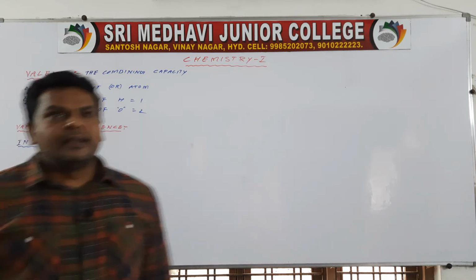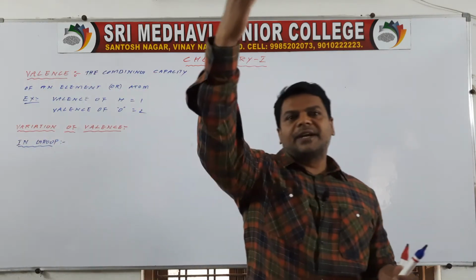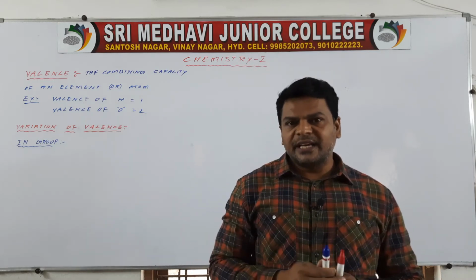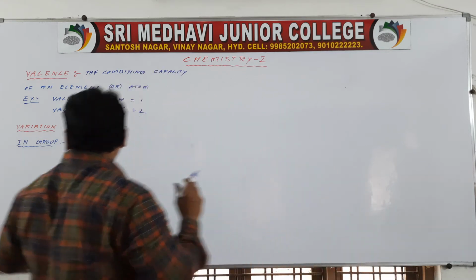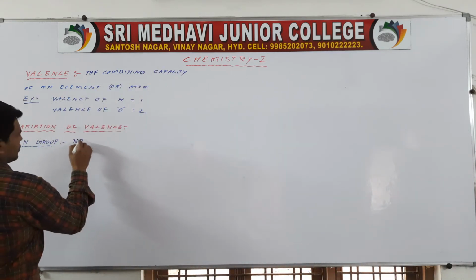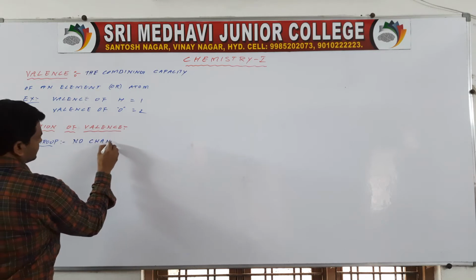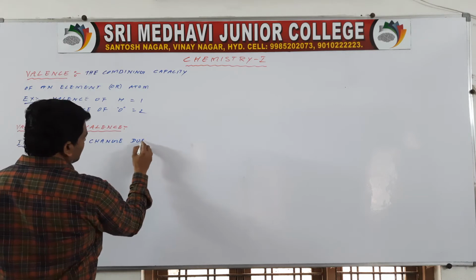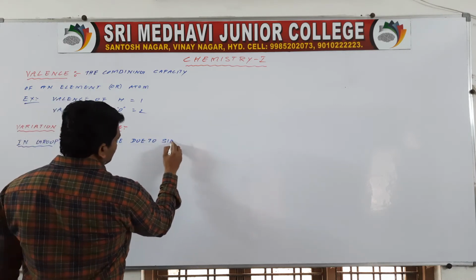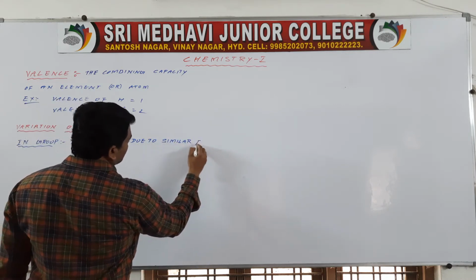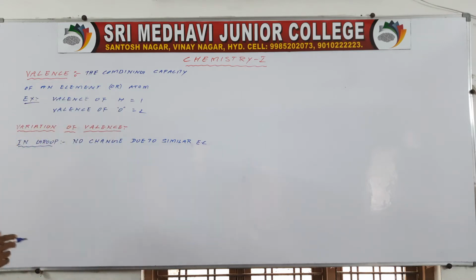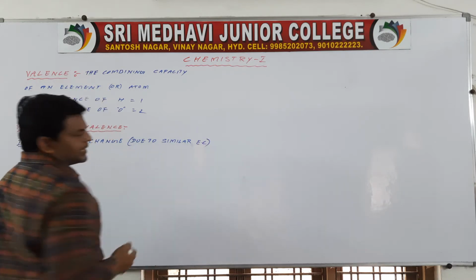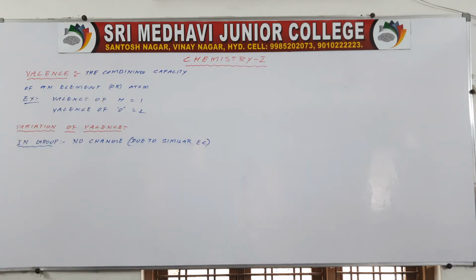In a group the electronic configuration is similar, meaning the same, so there is no change in valency. So in a group there is no change due to similar electronic configuration, EC meaning electronic configuration.